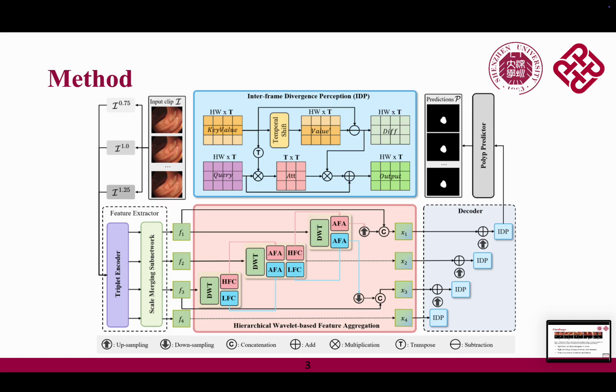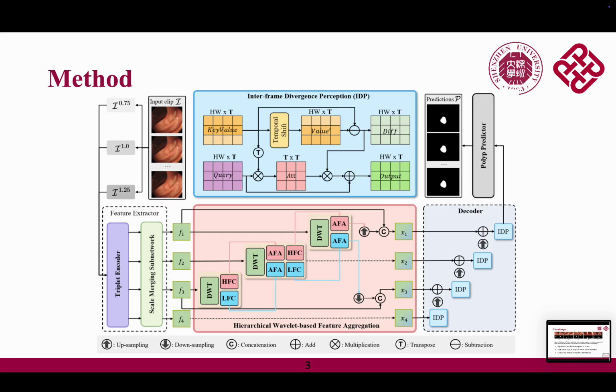After that, a temporal attention mechanism is applied along the time dimension to highlight the most meaningful temporal changes, rather than all changes equally. Finally, the extracted temporal divergence cues are diffused and added back to the original visual features. In this way, IDP helps the network focus on true motion-related changes of the polyp, instead of being distracted by noise or deformation artifacts.